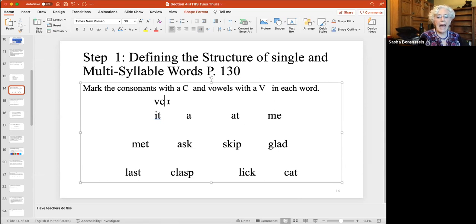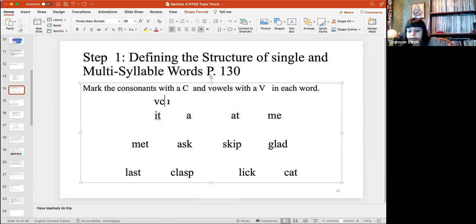How about the word at? How did you label the word at? A vowel consonant. And is that a closed or an open syllable?